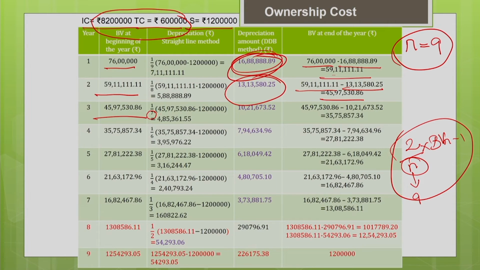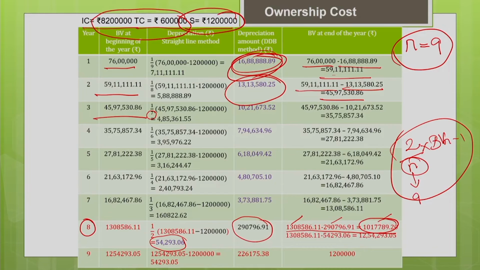But one thing you have to note here is, in the 8th year, what is happening? In the 8th year, your straight line depreciation is 54,293. Your double declining balance depreciation is 2,90,796. So, which depreciation is higher? Obviously, I have to go for the DDB. So, when I take the DDB and estimate my book value, the book value at the beginning of the year minus the DDB depreciation gives you the book value at the end of the year. You can see that your book value at the end of the year falls below your salvage value. Your salvage value is 12 lakhs.